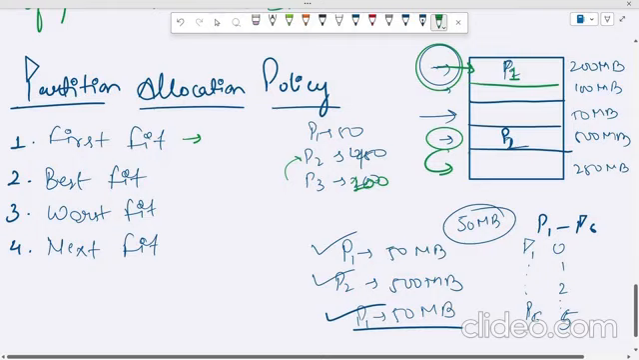So P3 needs 100, and there is 250 space. P3 can easily reside there. Now let's say P4 is a process which needs 100 MB. So now you can start from the start. This is how next fit works. Where you leave the process, the next process's memory allocation will start from that next part. So this is how the partition allocation, basically the memory allocation, works.